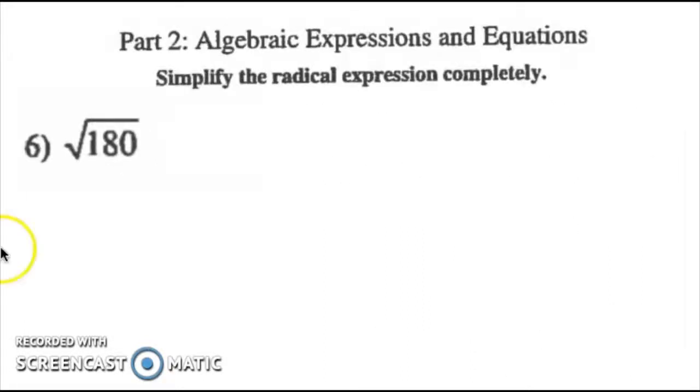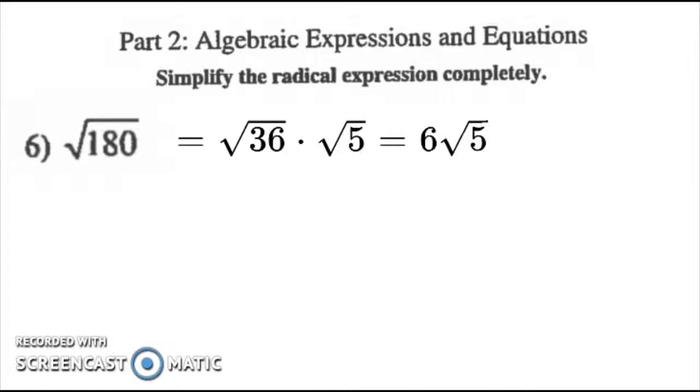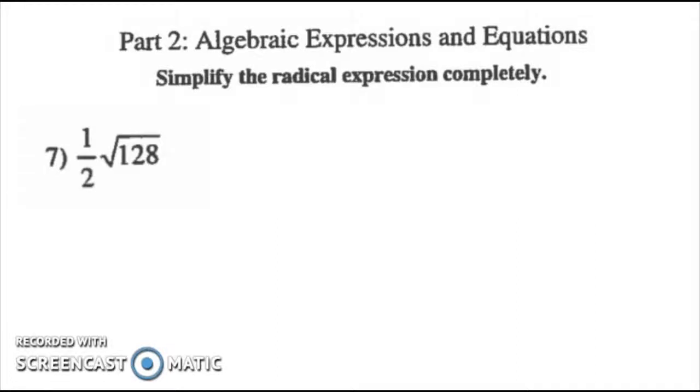Going to number 6, we need to simplify the radical expression. So what we do is look for the largest perfect square factor of 180. In this case, it is 36, because 36 times 5 gives you 180, and 36 is the largest perfect square factor, meaning I could take the square root of it. So the square root of 36 will be 6, so then we'd have 6 radical 5 as my answer for number 6.